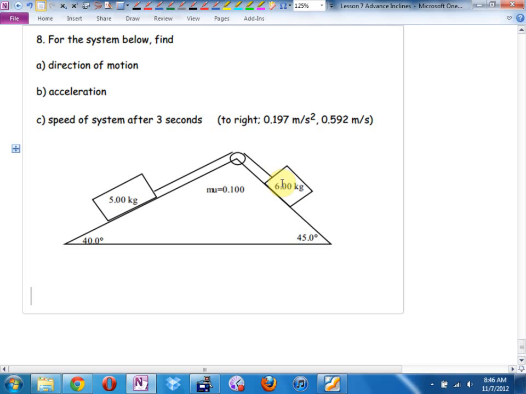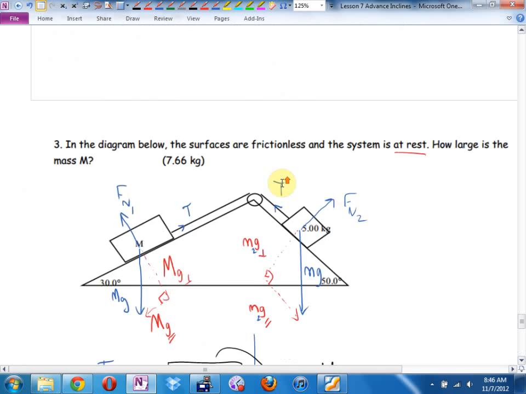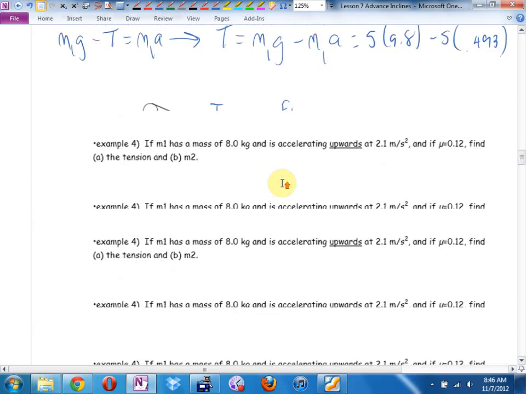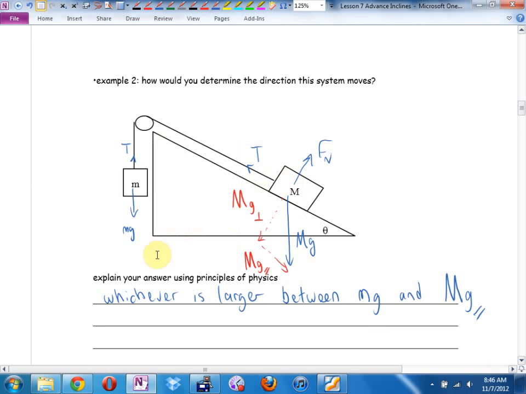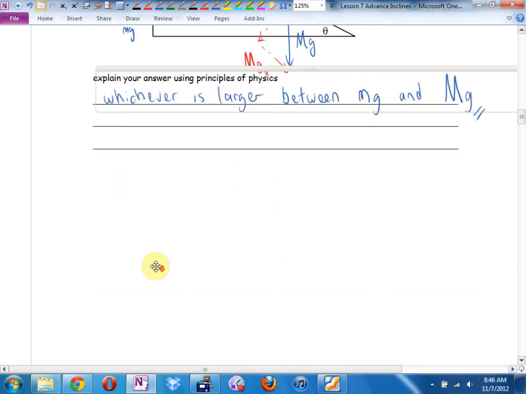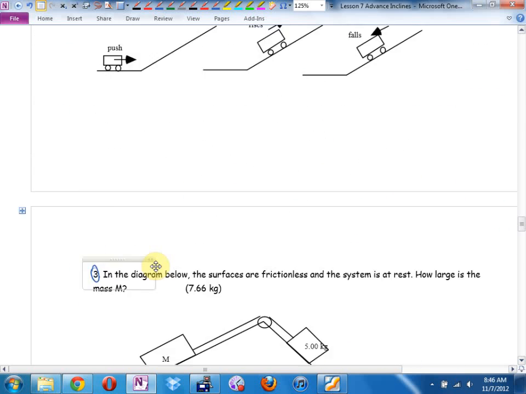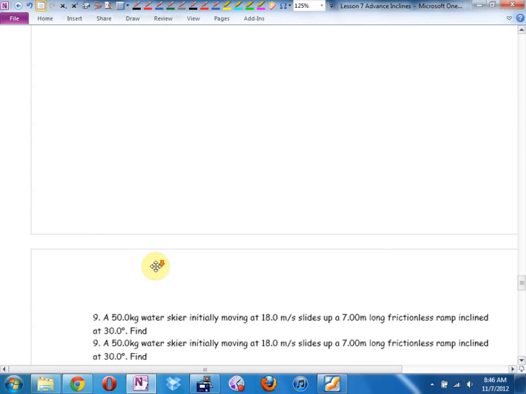And you know what? Even if I guess wrong, I'll know when I do B if I get a negative acceleration, and it's a quick fix. I did show you how you can calculate ahead of time last lesson, how you would determine the direction the system moves, whichever is larger. It's to the right, and I'm in a rush.